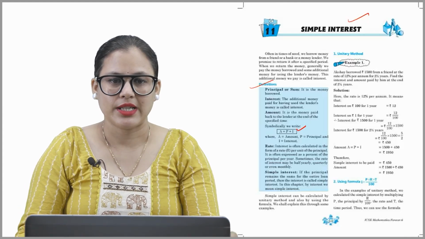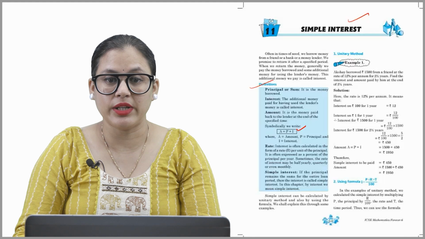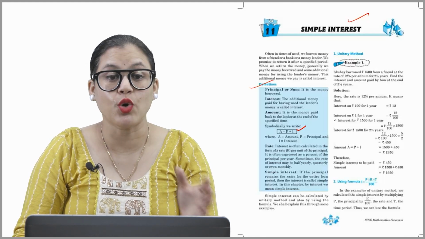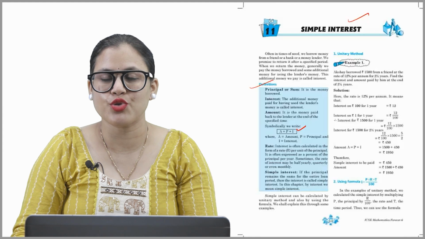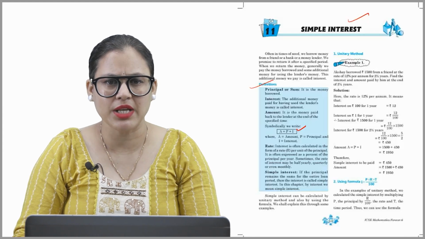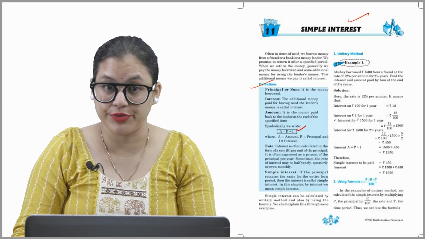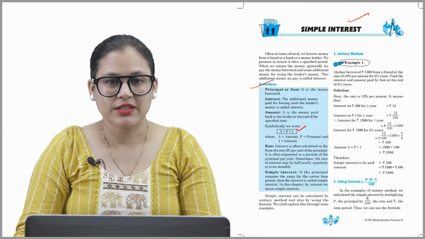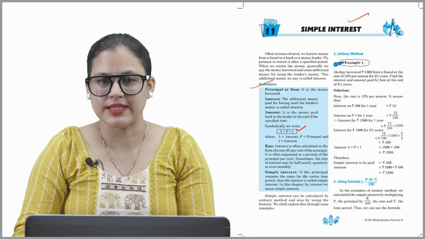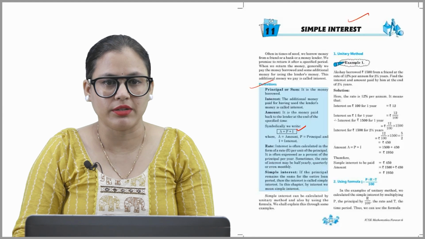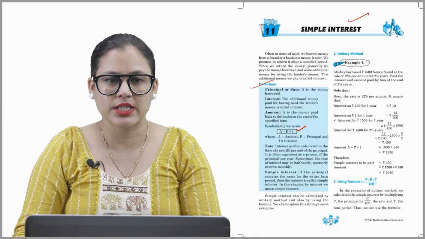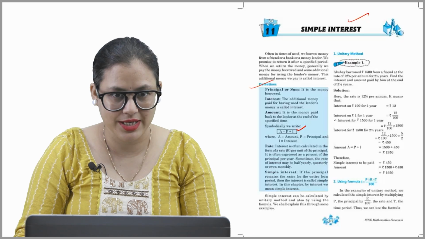Rate: interest is often calculated in the form of a rate per unit of the principal. It is often expressed as a percentage of the principal per year. Sometimes the rate of interest may be half yearly, quarterly, or even monthly. Simple interest: if the principal remains the same for the entire loan period, then the interest is called simple interest. In this chapter, by interest we mean simple interest, right?